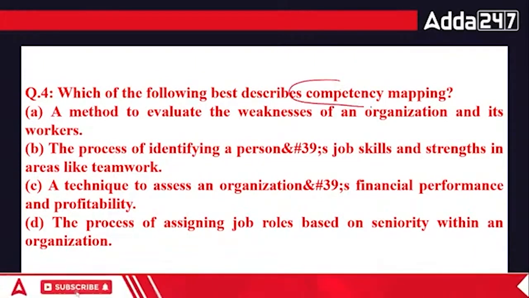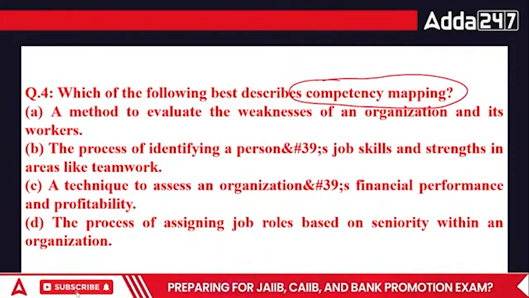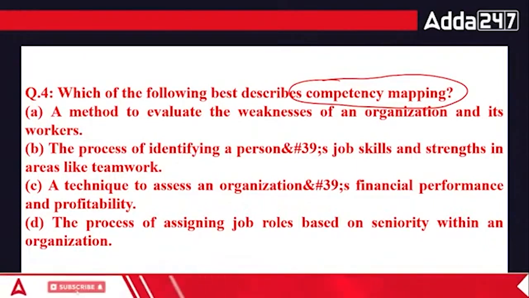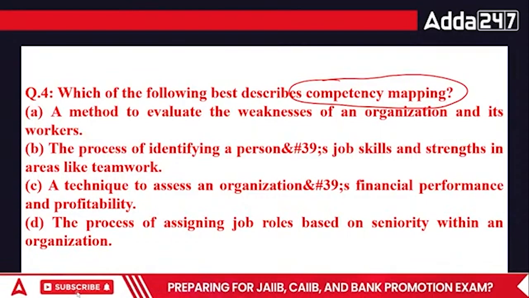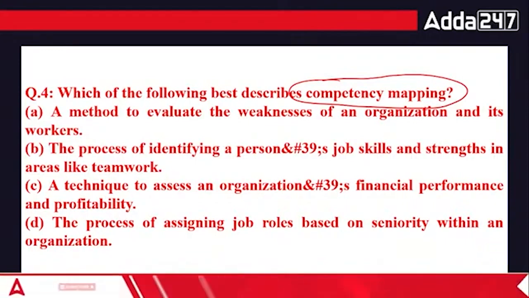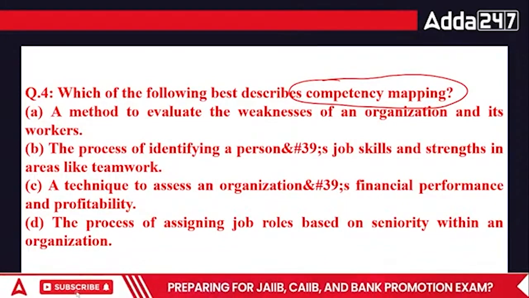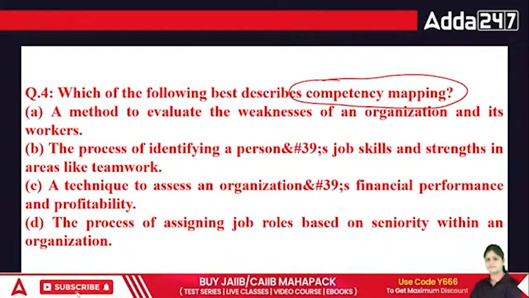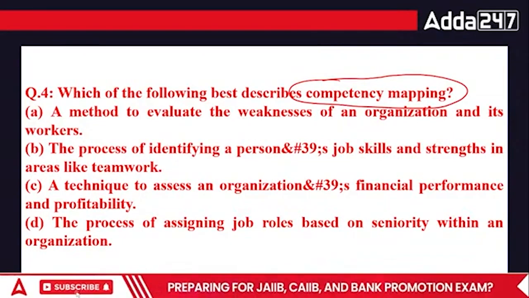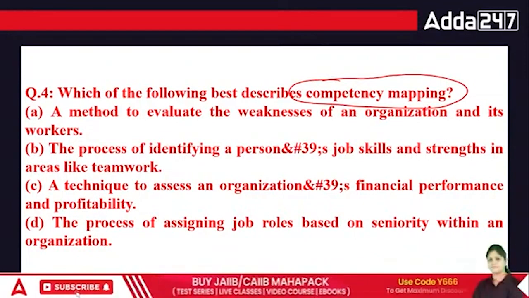इनमें से कॉम्पिटेंसी मैपिंग की डेफिनेशन क्या है। A ऑप्शन है, a method to evaluate the weakness of an organization and its worker. B है, the process of identifying a person's job skills and strength in areas like teamwork. C है, a technique to assess an organizational financial performance and profitability. और D है, the process of assigning job role based on the seniority within an organization. ठीक है, so tell me which one is the right answer.